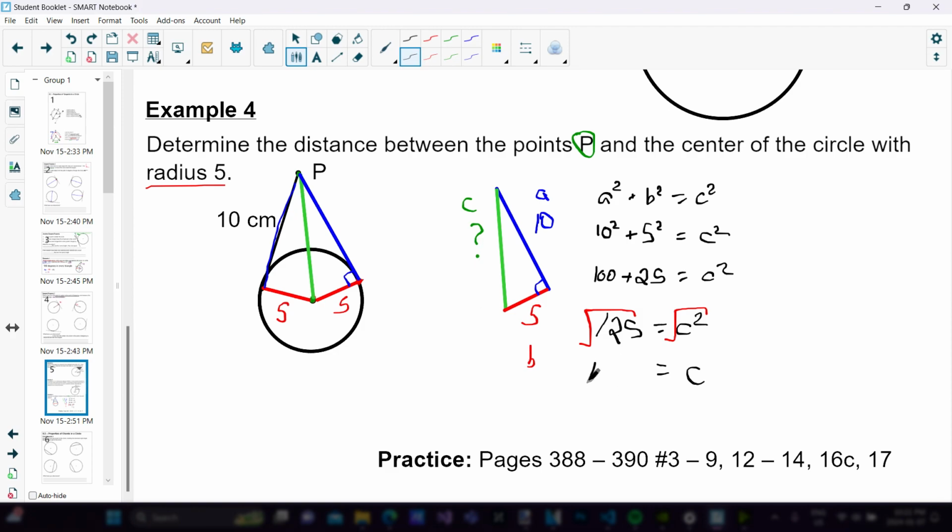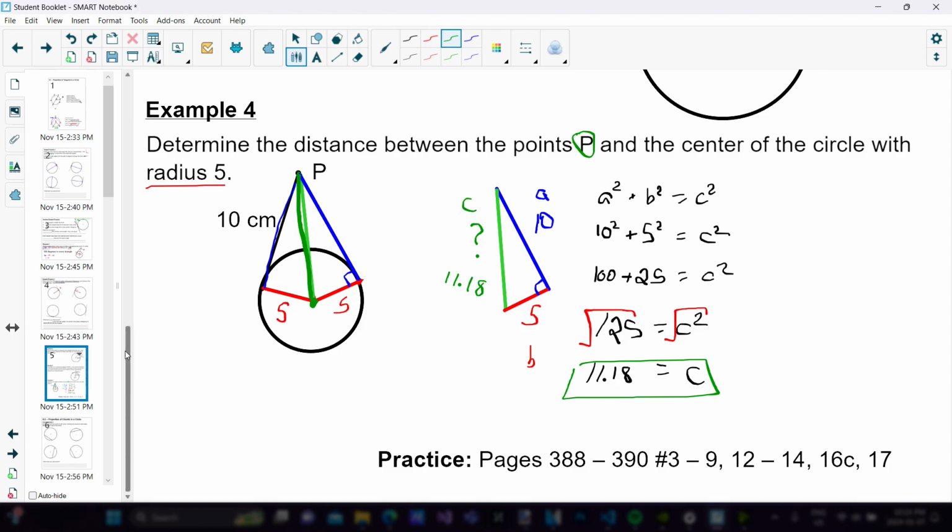I get 11.18. And that is the length of that green line, 11.18 centimeters. So determine a distance from P to the center, that was this line, 11.18.